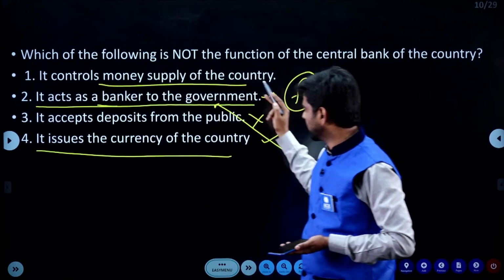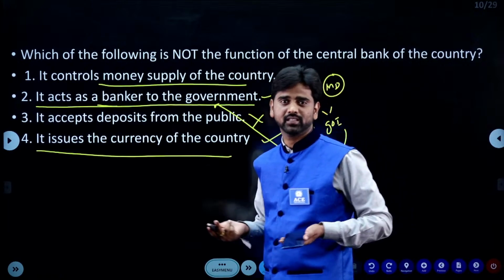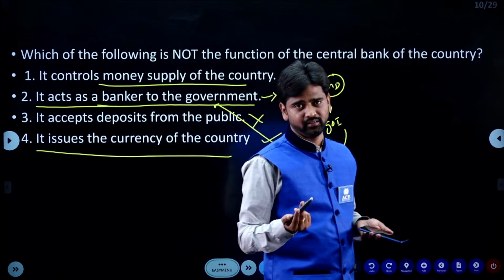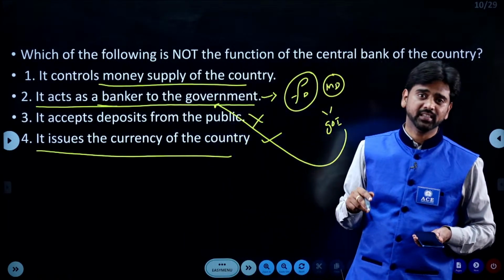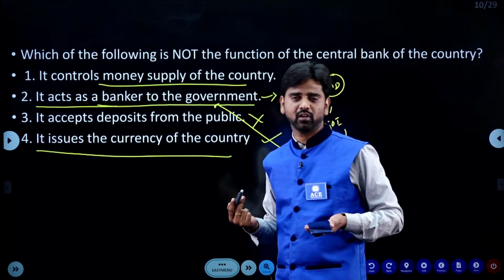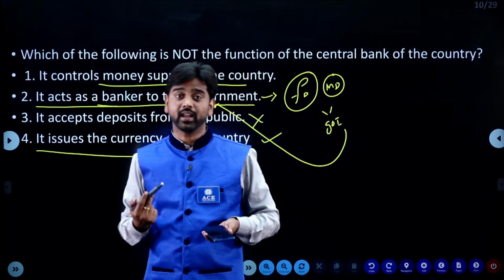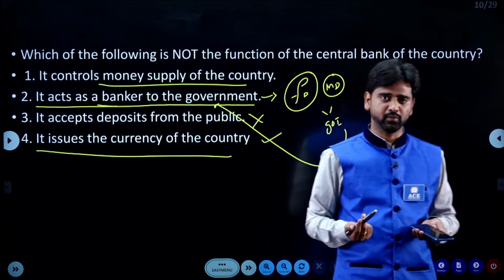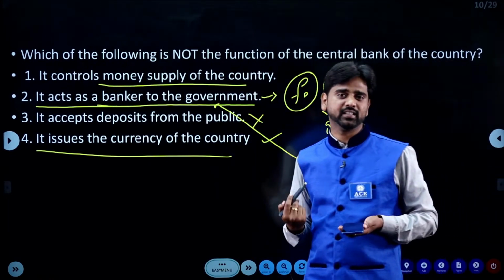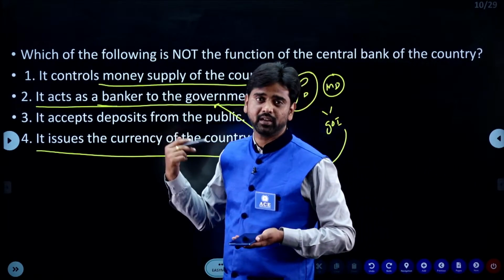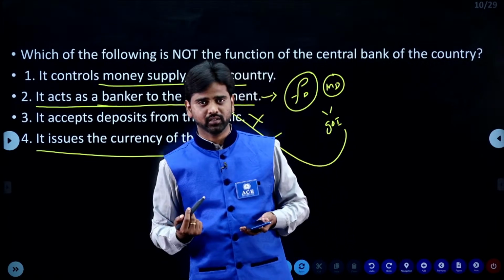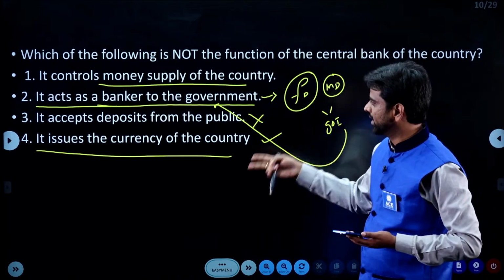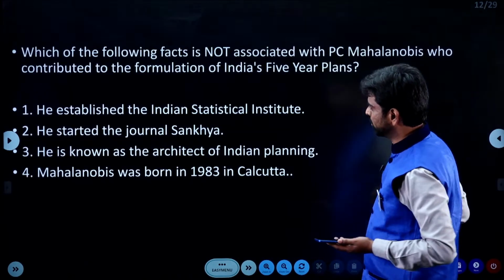It controls the money supply of the country. Yes, it will be controlling the money supply of the country. How? Obviously, by raising or decreasing the interest rates. I think people are already aware of the repo rate and reverse repo rate, right? By hiking the repo rate and reverse repo rate, and by decreasing them, it will be controlling the money supply in the market, guys, okay? So, it will be controlling the money circulation in the markets. So, a very simple question and a direct question.